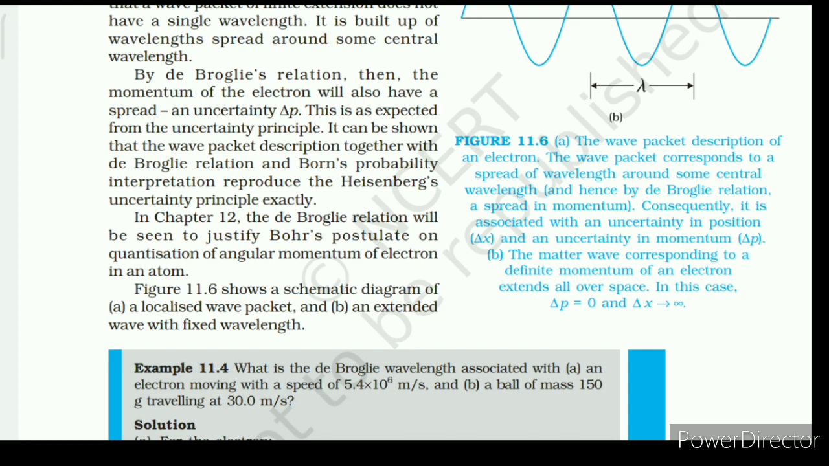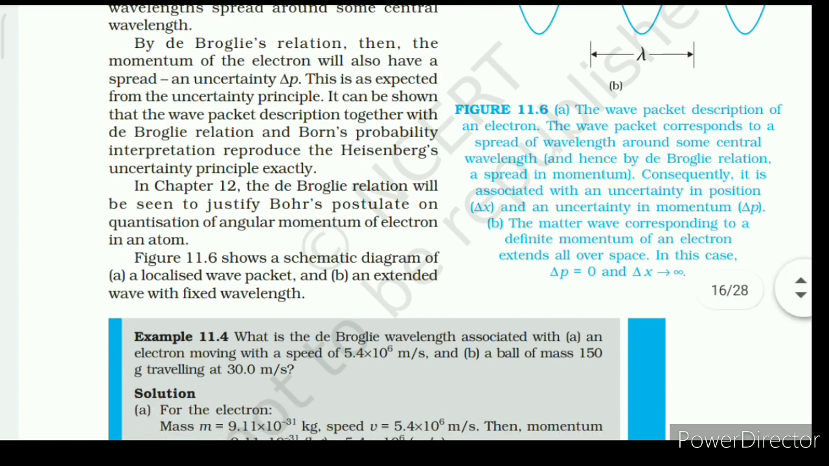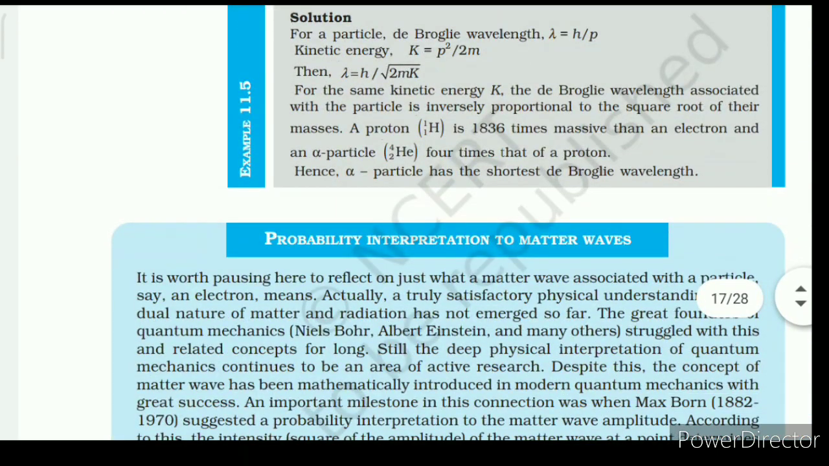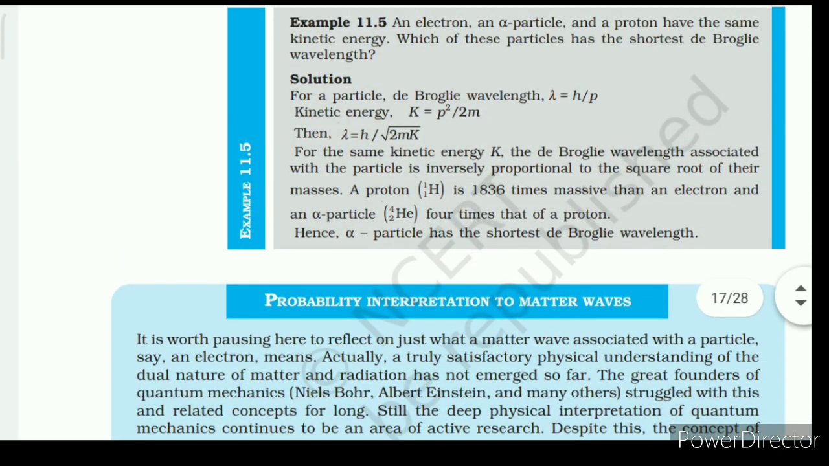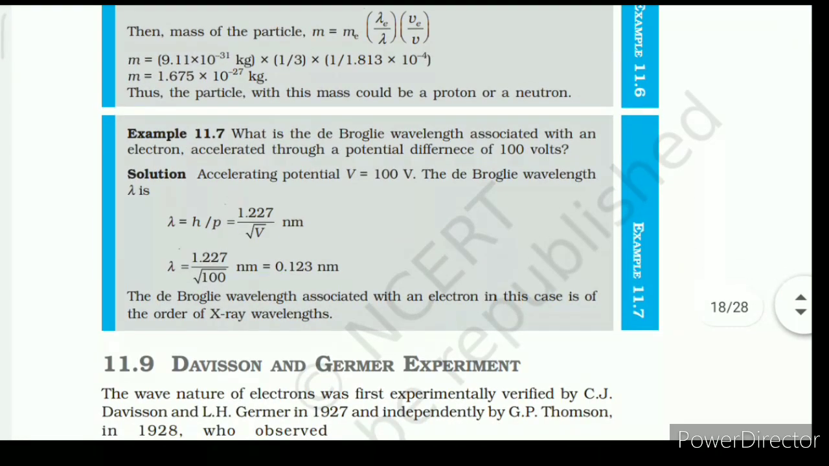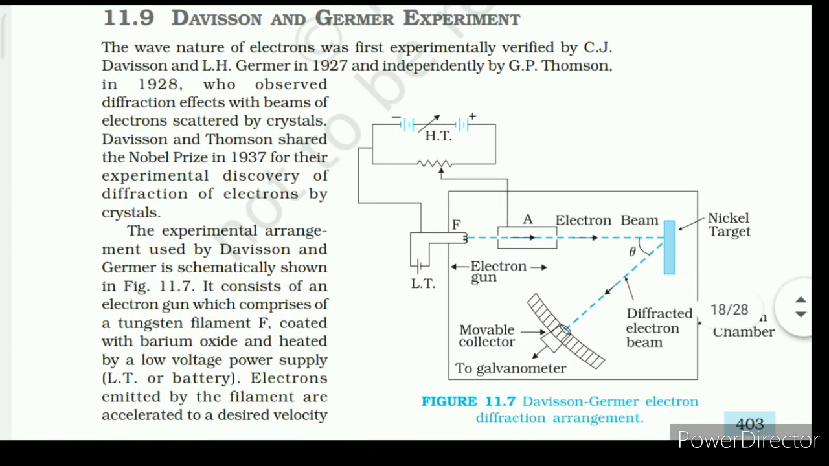By moving the detector on the circular scale to different positions, the experiment was performed by varying the accelerating voltage from 44 volt to 68 volt. It was noticed that a strong peak appeared in the intensity I of the scattered electrons for an accelerating voltage of 54 volt at a scattering angle theta equal to 50 degrees. The appearance of the peak in a particular direction is due to the constructive interference of electrons scattered from different layers of the regularly spaced atoms of the crystal.